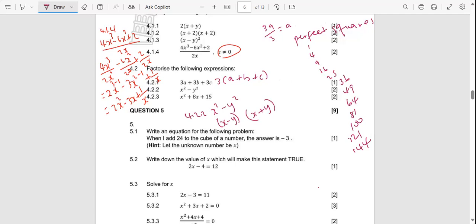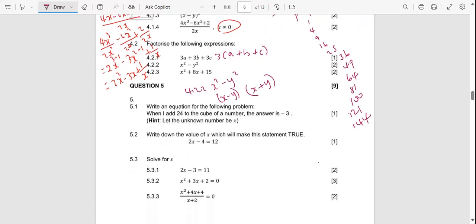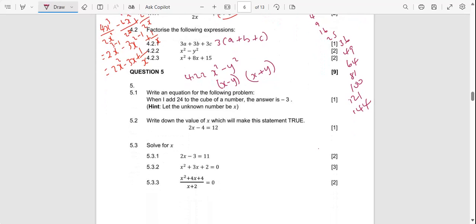4.2.3: x squared plus 8x plus 15. This is a trinomial. Let me show you below how to factorize a trinomial. x squared plus 8x plus 15. I'm going to open brackets.